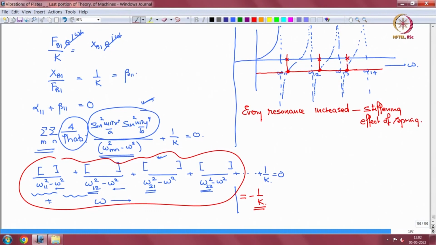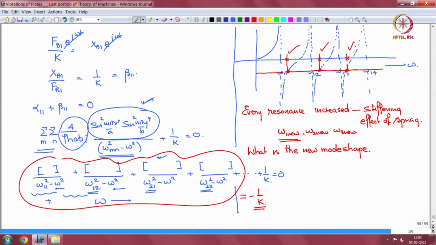Now we have found the new resonances: omega 1 new, omega 2 new, omega 3 new. Graphically or numerically we can find these values. Then what is the new mode shape of the plate? How would you find the new mode shape?